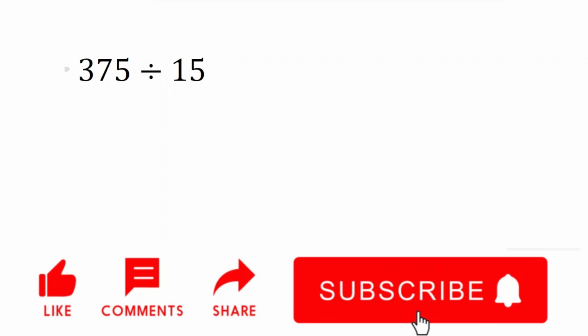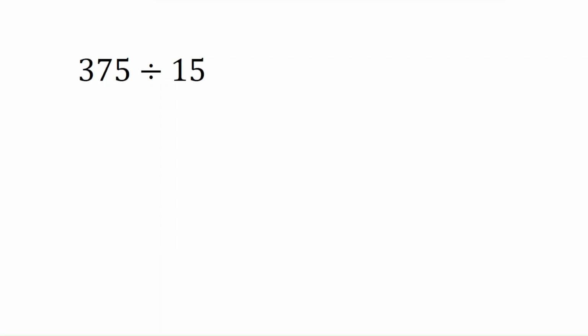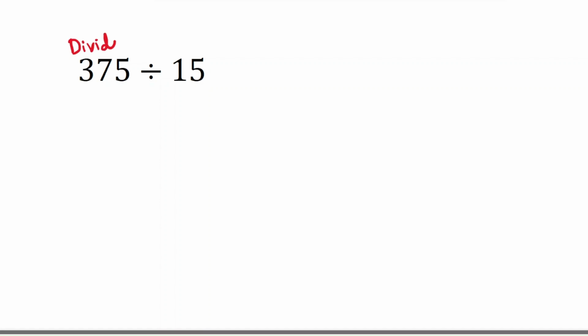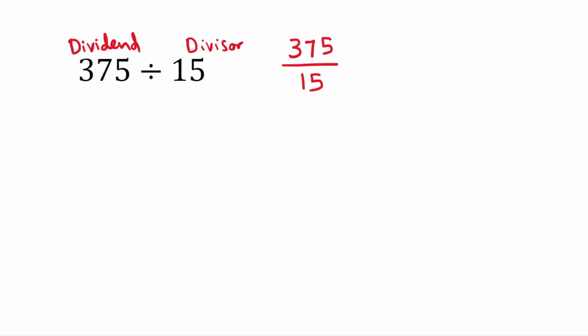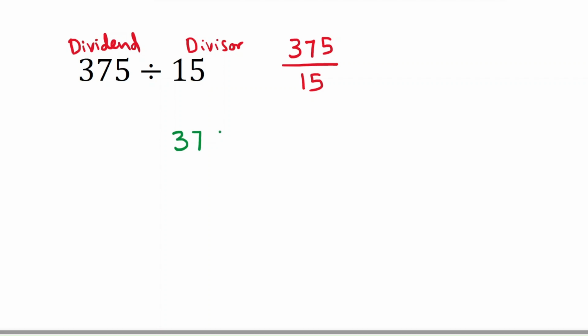375 by 15. Here, 375 is called the dividend, and 15 is called the divisor. You can also write it as 375 by 15. First, we will write the dividend 375, make the bars like this, and write the divisor outside.